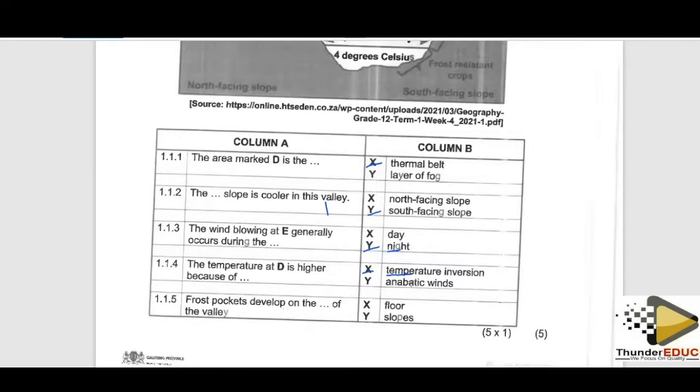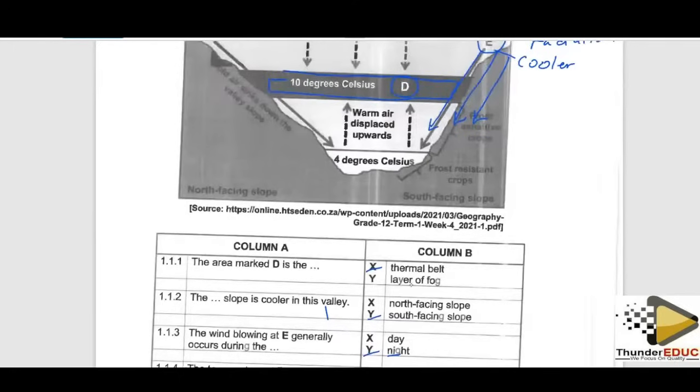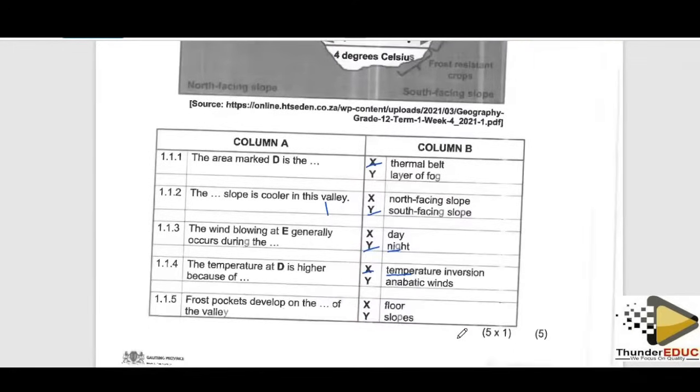What is an inversion? We could define inversion as where temperature increases with increase in height. Temperature increases with height. So as you can see, that's why the temperature at D is higher as a result of the temperature inversion. All right.